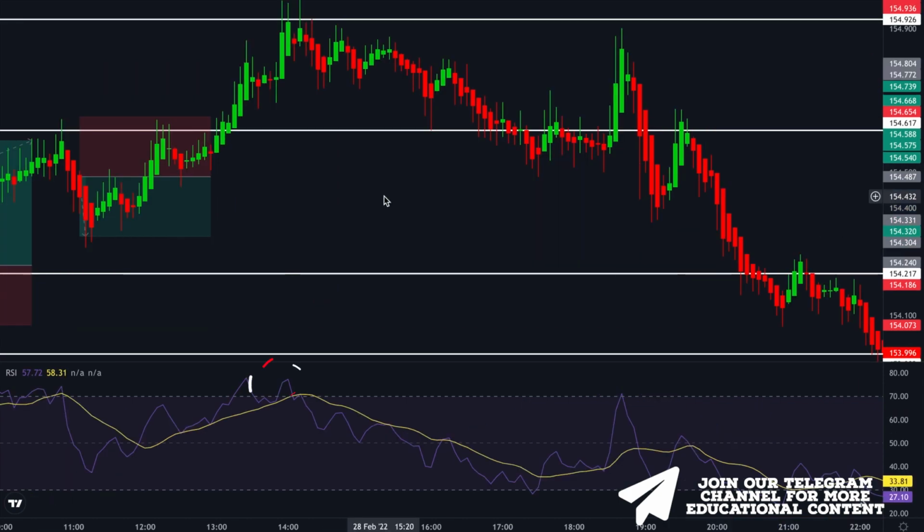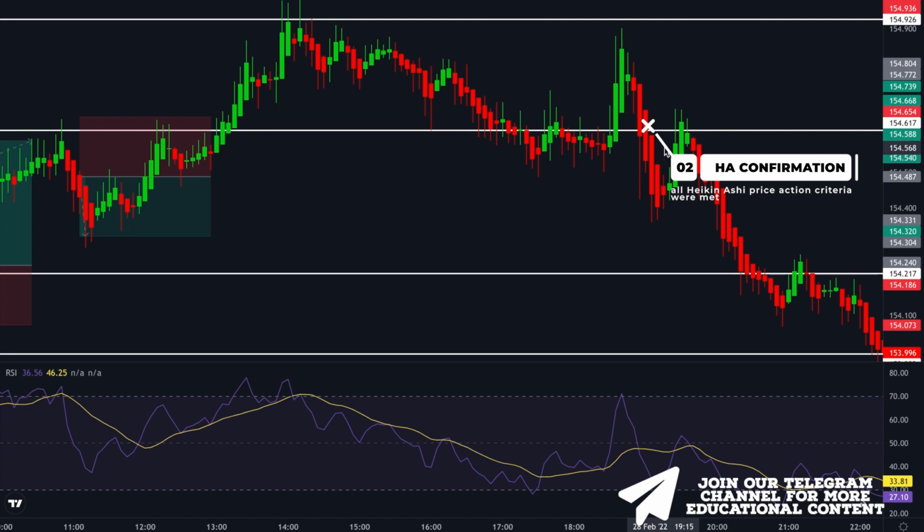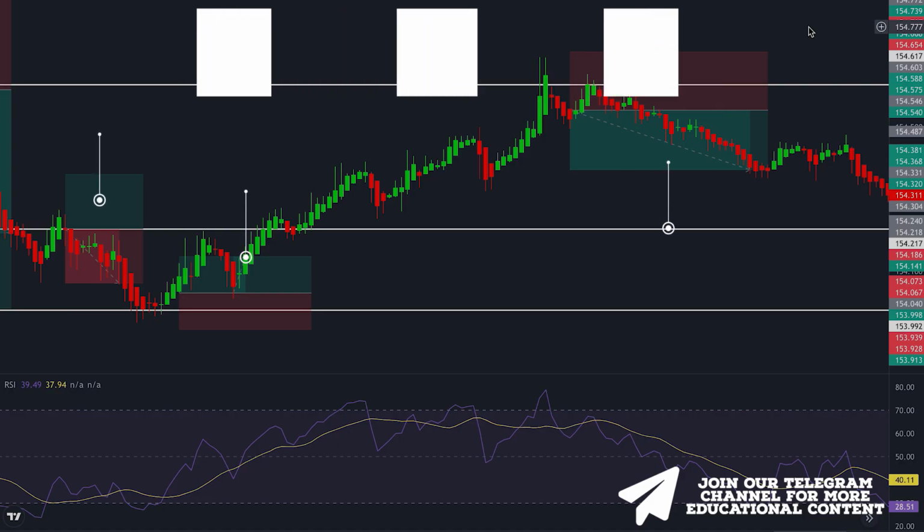The RSI is overbought. At this point, we should wait for the RSI line to drop below the SMA. And here it is, so we should enter the trade short right on the next candle, and as you can see, our take profit was easily hit. Now let's take a look at our results.